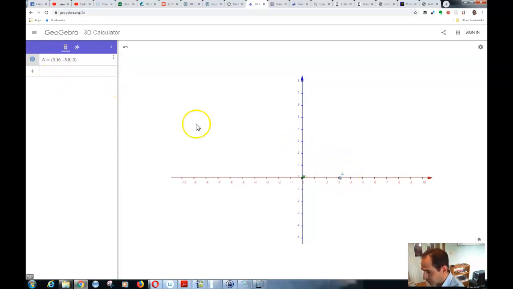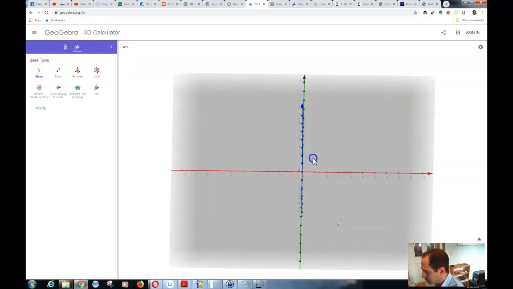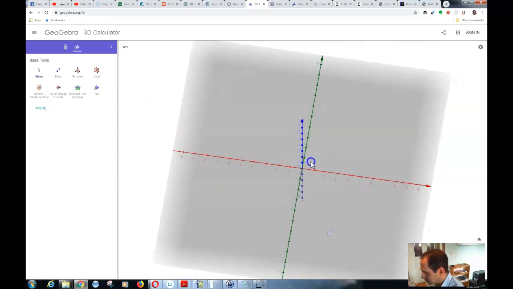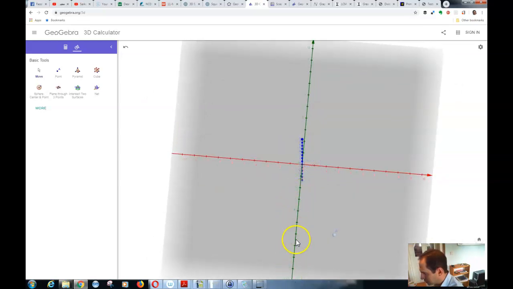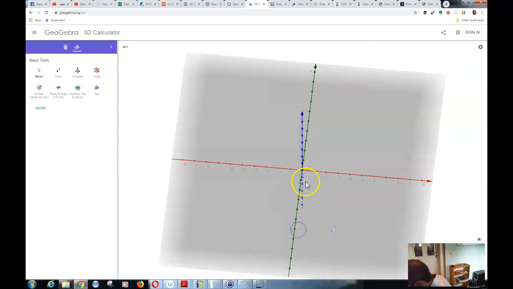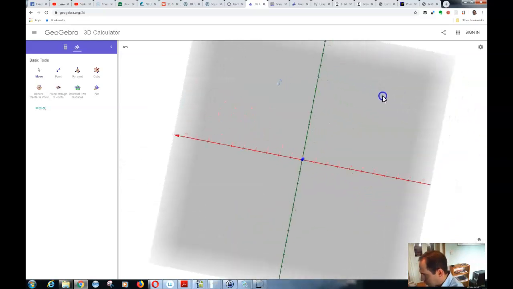So now the graph is basically at your X coordinate is 3.16. So that means that the red axis is the green axis. Negative 5.8 is, if I go over here and move this thing, you can see that I am at negative 5.6 along this green axis. So that means that it's actually upside down. I need to move it.